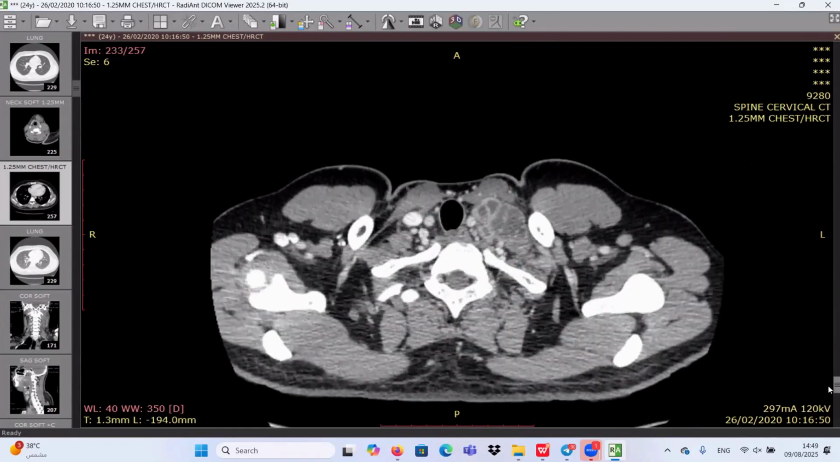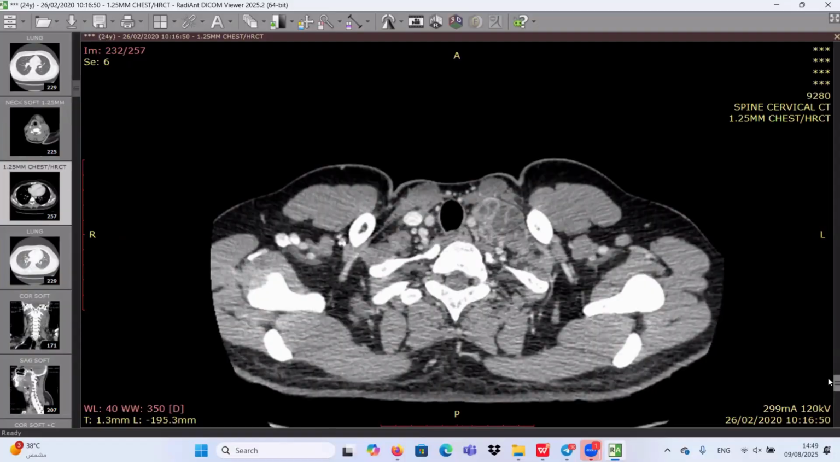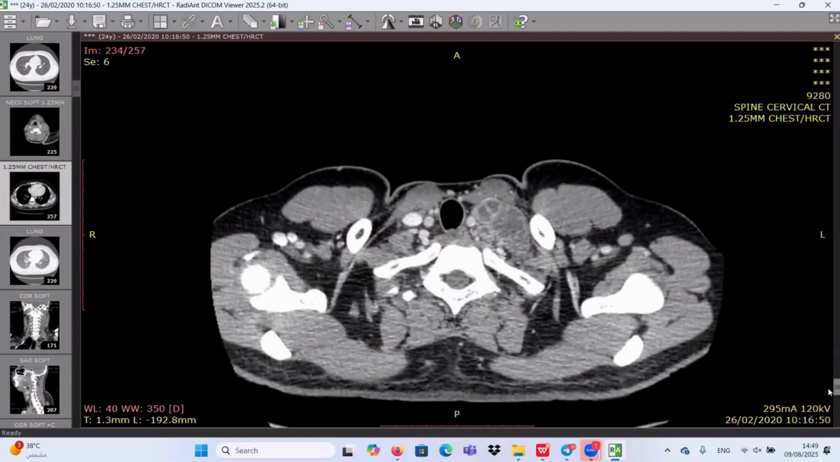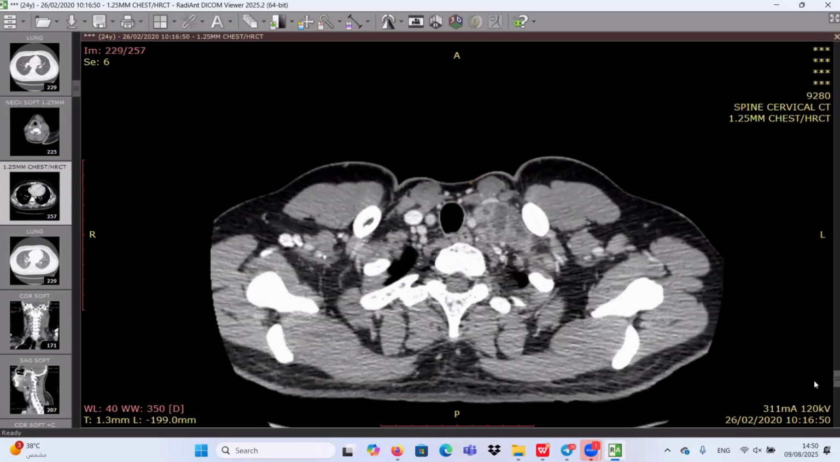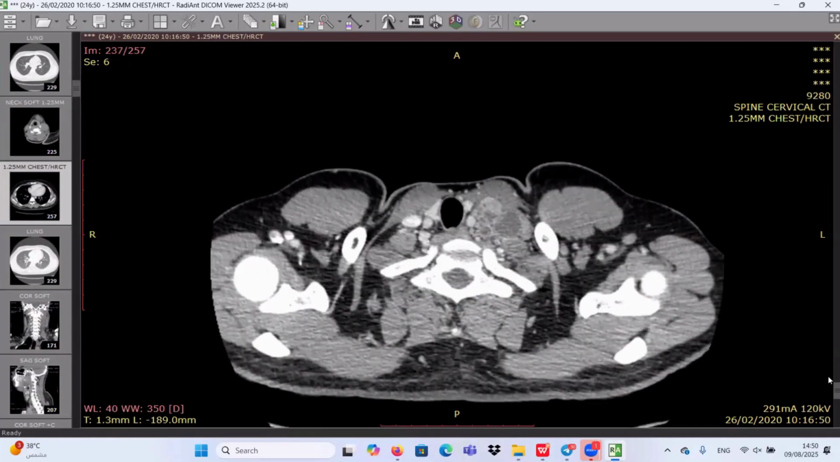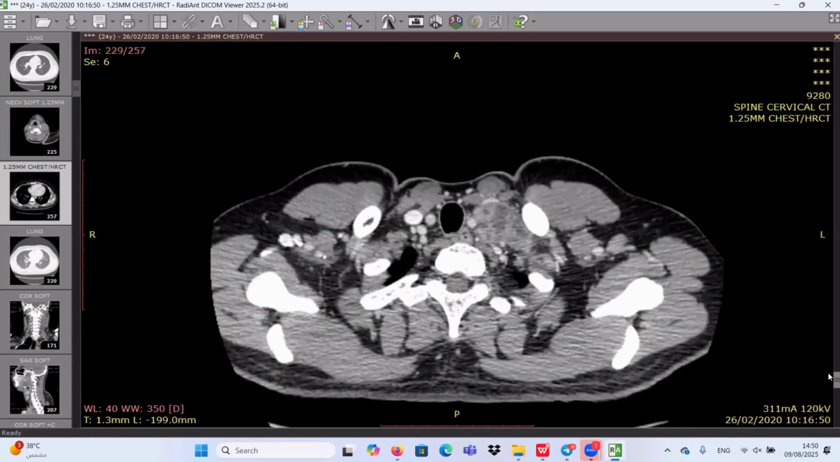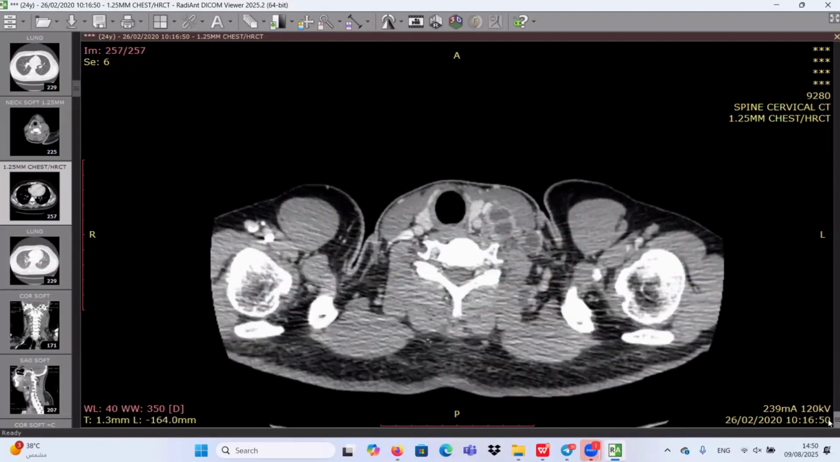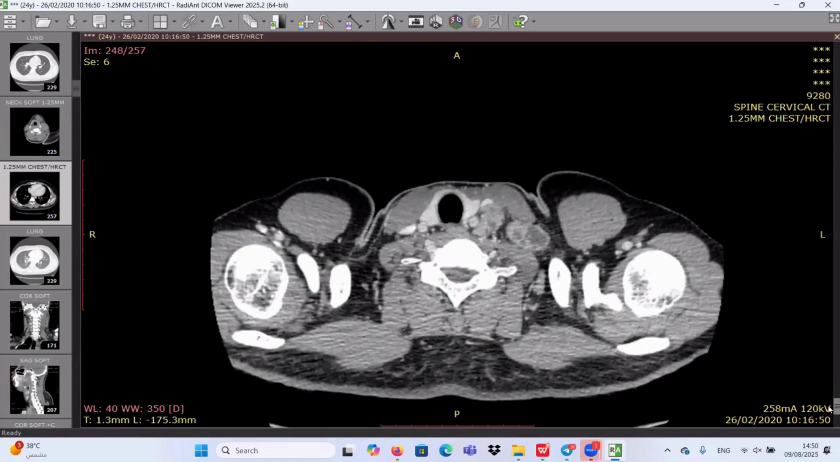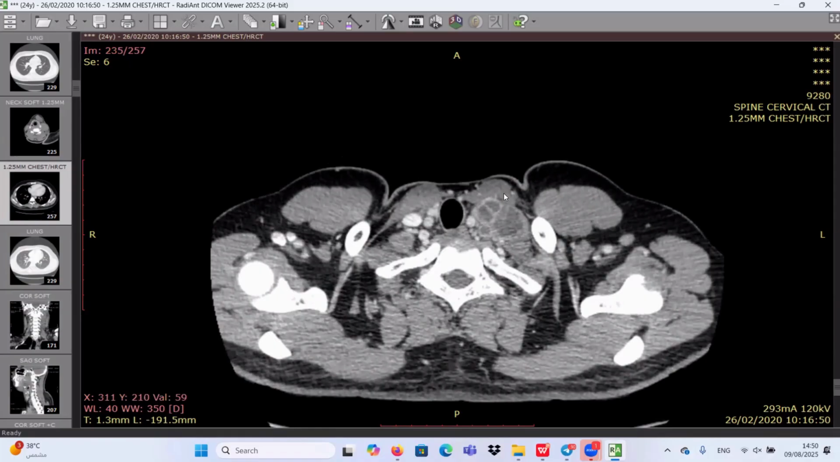CT neck for this case. It was done around 2 years ago. And as you see here, we have left supraclavicular or left lower deep cervical lymph nodes. And these lymph nodes show necrotic core. So we have cystic lymphadenopathy. Do you know the most common differential diagnosis for cystic lymphadenopathy, especially in the neck? Can you give me causes for this pathology?